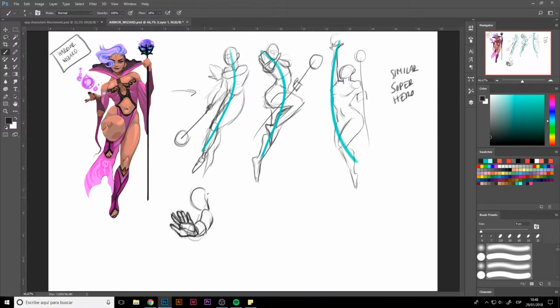Feminine anatomy is a little bit more difficult to explain in like 10 minutes. But I'm going to try and work with this in each of the characters that we're going to have. Because as we can see, the anatomy is not going to be the same in a tank as it would be in a support character.